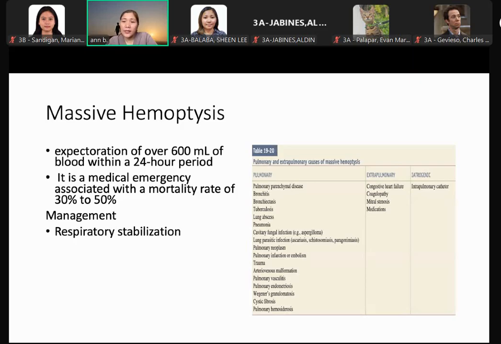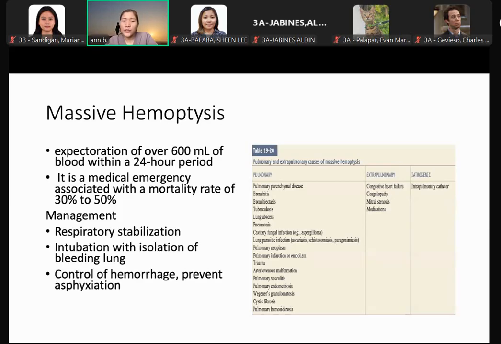For management, respiratory stabilization is important. Intubation with isolation of the bleeding lung, control of hemorrhage, and prevention of asphyxiation. That would mostly be supportive, but it could improve the condition of the patient a lot.